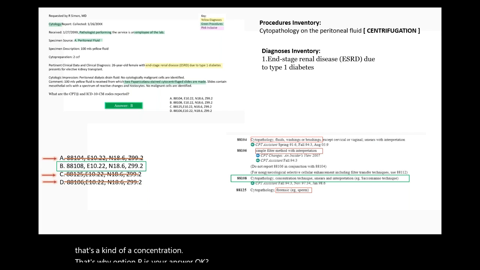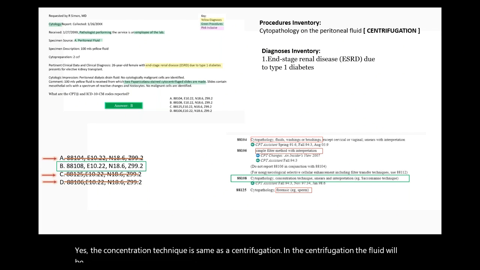Okay, so did the explanation help, coders? Yes, the concentration technique is the same as centrifugation. In the centrifugation, the fluid will be removed in order to concentrate the cells.